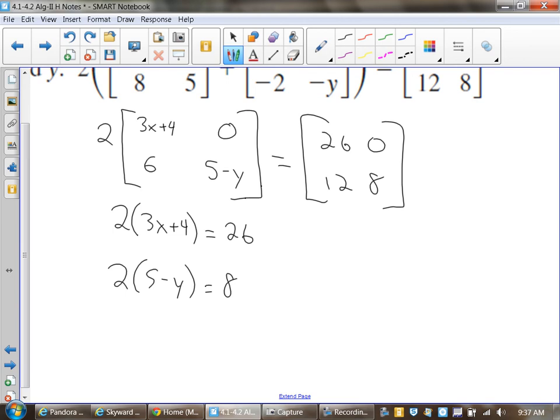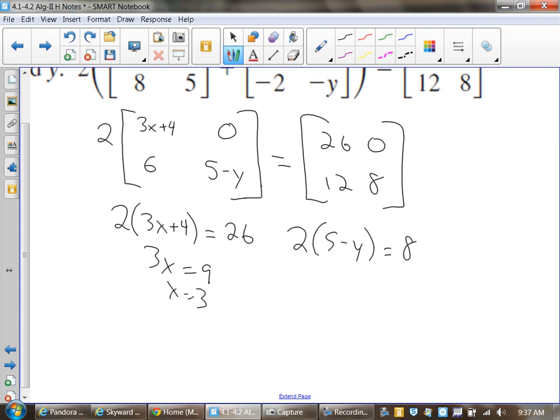And these are real fast, easy equations. 3x, was it 13? 13 minus 4 is 9. x is 3. And then y is 1. And you're done.